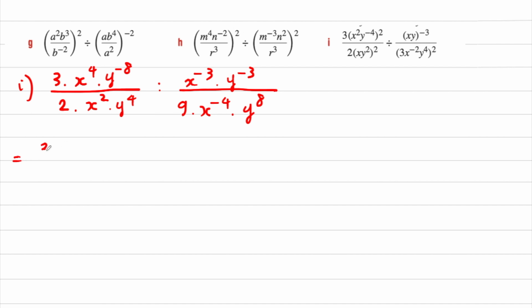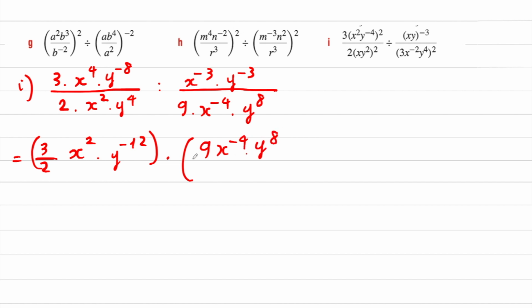And then I can simplify the left hand side first. This one will become 2, x to the power of 2 and y to the power of minus 12. The subtraction between minus 8 and 4. Simplify, multiply by the reciprocal of the next term. You got the reciprocal. I'm just changing the position between numerator and denominator like this. And the next one, keep this one unchanged.